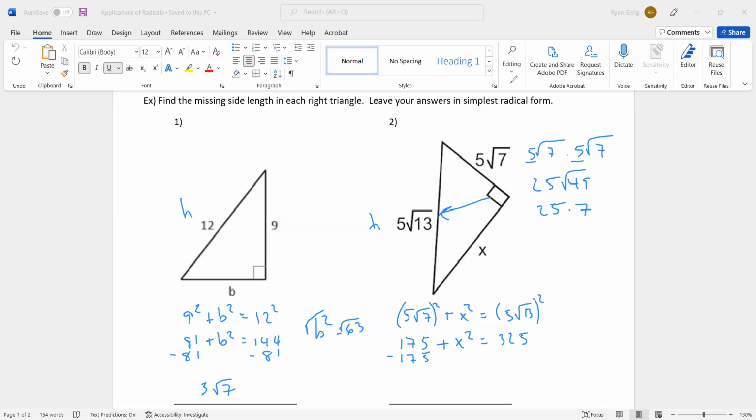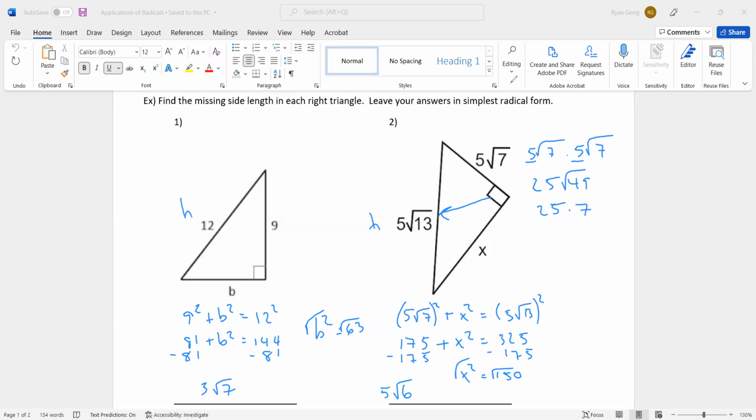And now I'm subtracting 175. And I will get, what is that? 150. And then square root of both sides. Square root of 150 is 5 radical 6. Sorry. Yeah, it's 5 radical 6. Okay.